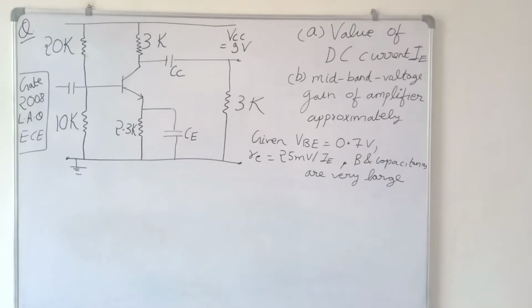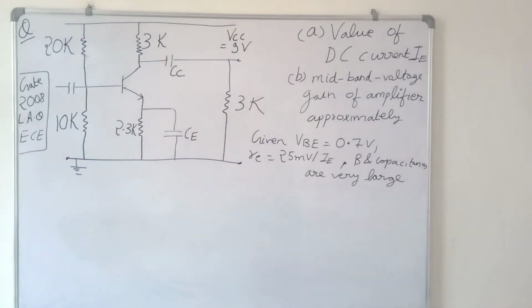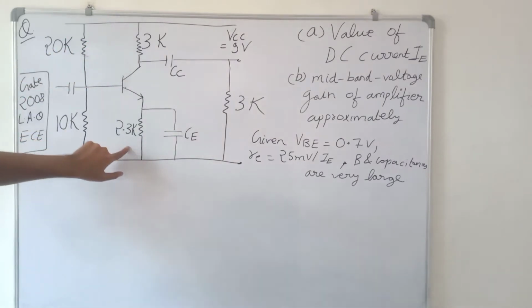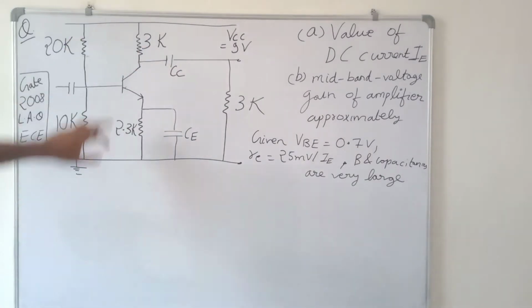So we are doing a question from GATE 2008, a linked answer question, and the question from GATE 2017, which was of 2 marks, was exactly the same as this question. So the method of that question was exactly the same as this question. In this question, this resistance is given as 20k, this is given as 10k, this is 2.3k. So basically this is a common emitter amplifier.